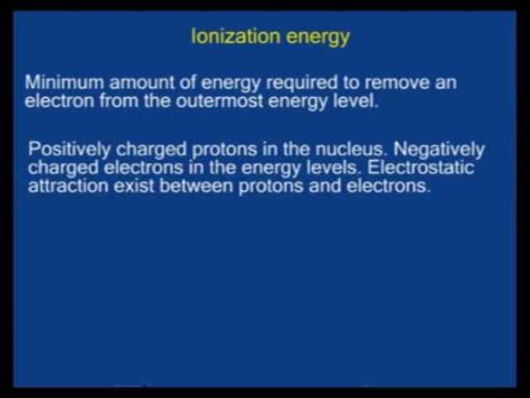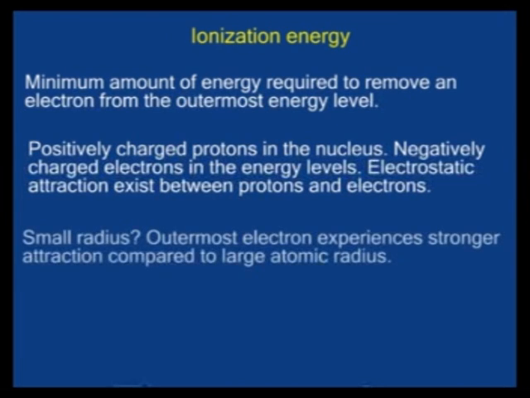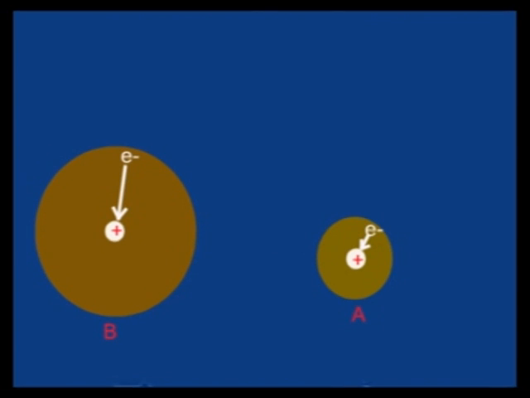Now, back to the ionization energy. If an atom has a small radius, the outermost electron experiences a stronger attraction towards the nucleus as compared to that in the larger atom. For instance, if you look at these two atoms, the electron in A is more strongly attracted to the nucleus than B because A is closer to the nucleus and experiences stronger electrostatic attraction. And therefore, removing an electron from A is quite harder than in B. If you look at this, you realize the electron in B leaves quite earlier than the electron in A.